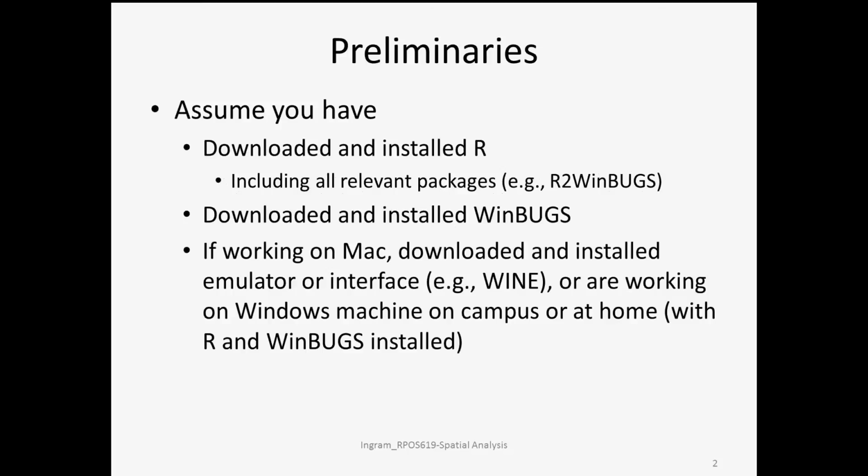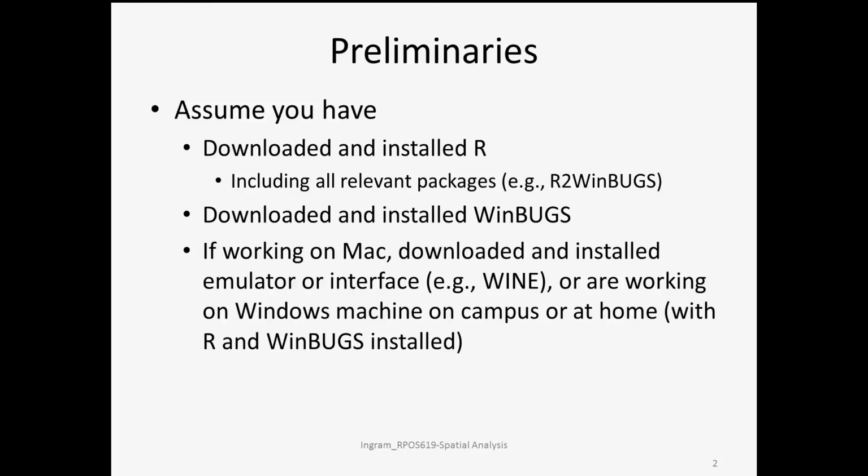A couple of preliminaries. I assume you have downloaded and installed R at this point in the course. This should not be a hurdle. You should also have all relevant packages installed. We'll go over this in detail, but the main extra package for this replication is R2WinBUGS. I also expect you've downloaded and installed WinBUGS. You can do a Google search and find out how to do that. I also have a separate video on that.